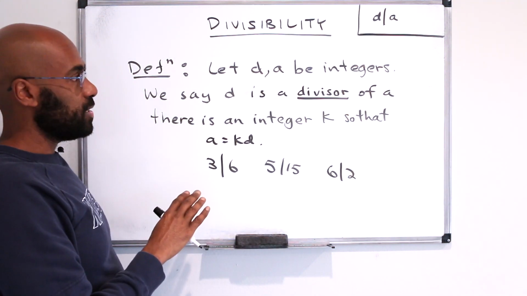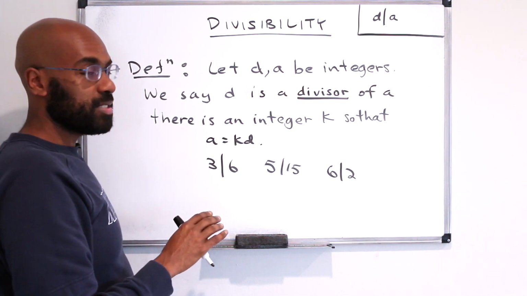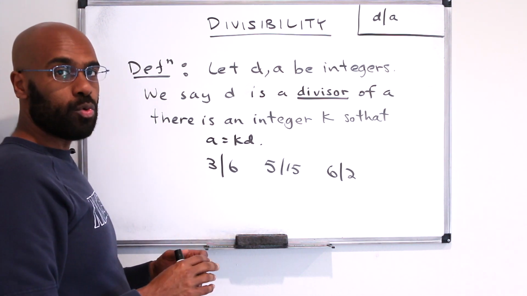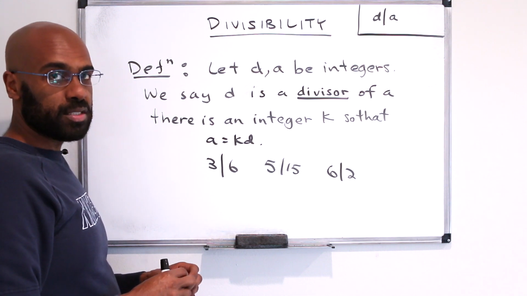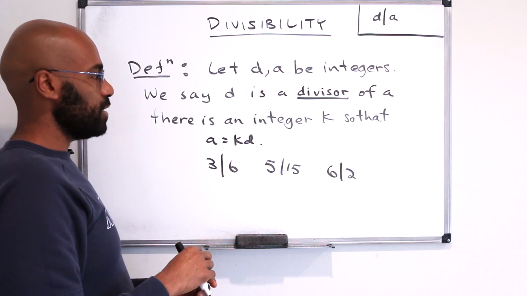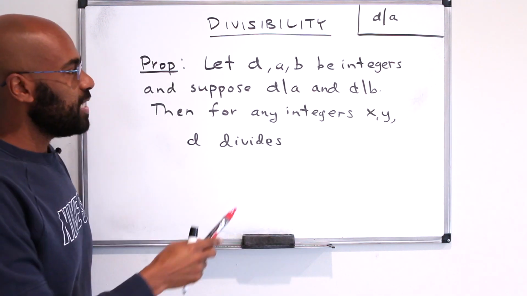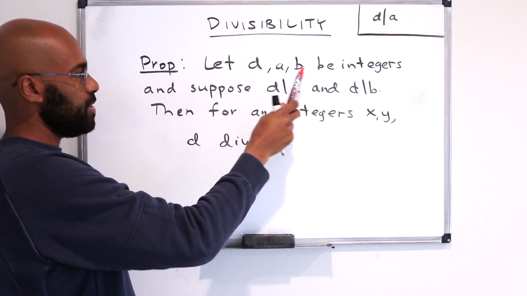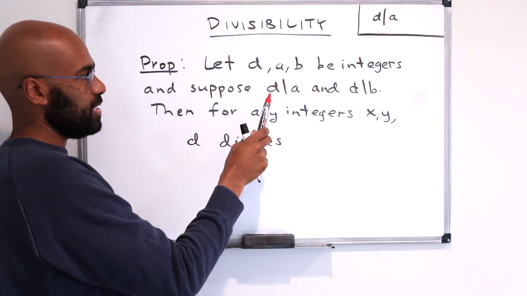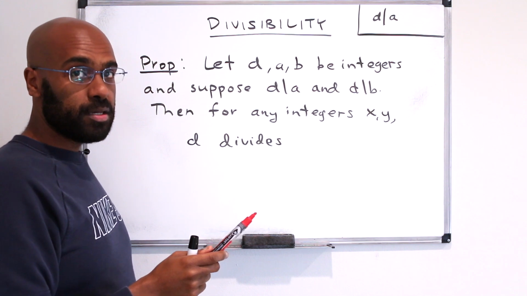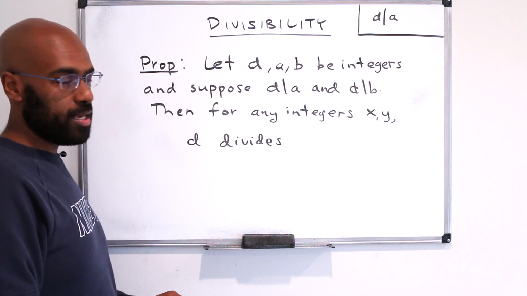So now that we have this, let's prove a theorem that's going to help us when we're working toward an algorithm for computing greatest common divisors that avoids prime factorization altogether. Say we have three integers d, a, and b, and we're given the information that d divides both a and b. So d is a common divisor of a and b.